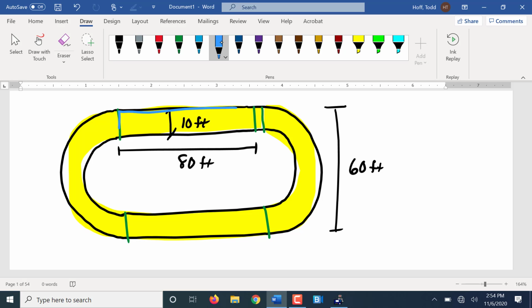How do I find the area of this rectangle? Ten times 80. What's that come out to be? 800 square feet. And of course, this one down here is going to be the same size.